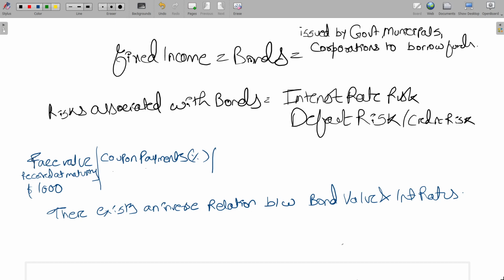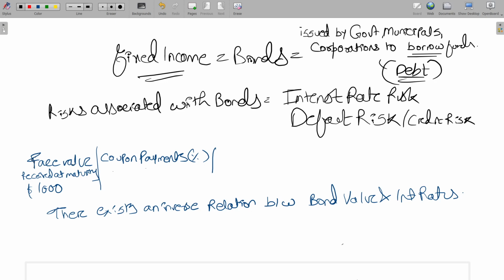So, what are bonds? Bonds are nothing but fixed income securities issued by governments, municipal corporations, and huge, large MNCs and corporations to borrow funds. So, it's a debt instrument, you can say it's a debt borrowing.